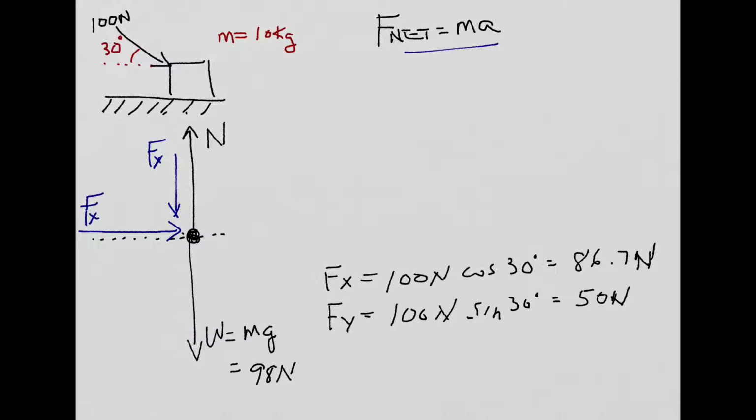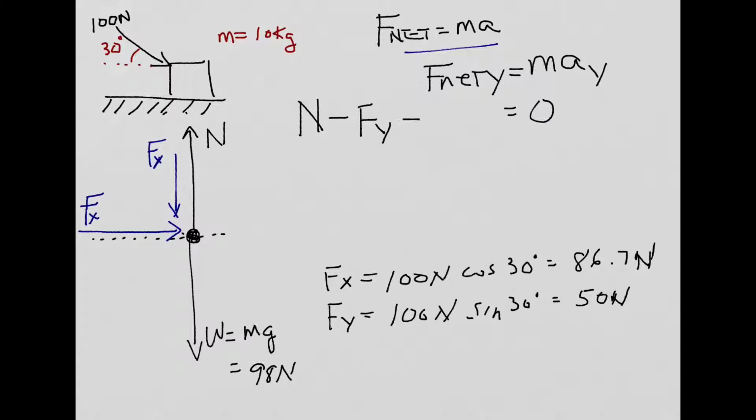So let's work on the y direction first. We're going to rewrite this equation as F net y equals may. Now in the y direction, the box does not go up or down, so we know the right side of this equals 0. There's no acceleration of the box up or down. On the left side, we're going to put all of the forces acting on the box vertically, and we'll use a plus if it's in the positive y direction upwards, and a negative if it's in the negative. So we have the normal force N minus Fy minus W equals 0. So N equals Fy plus W. Fy is 50, the weight is 98, so this is 148 newtons.